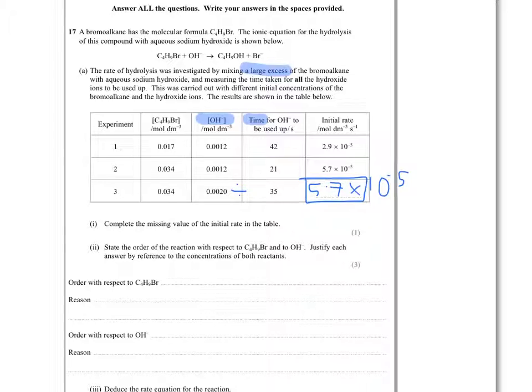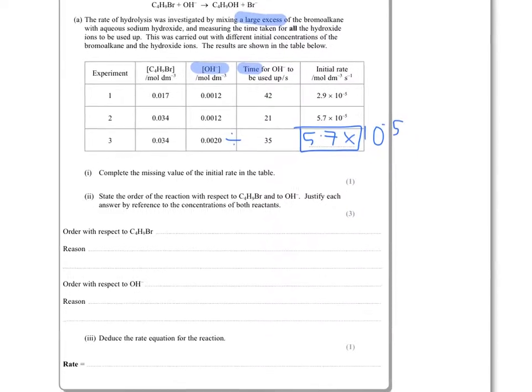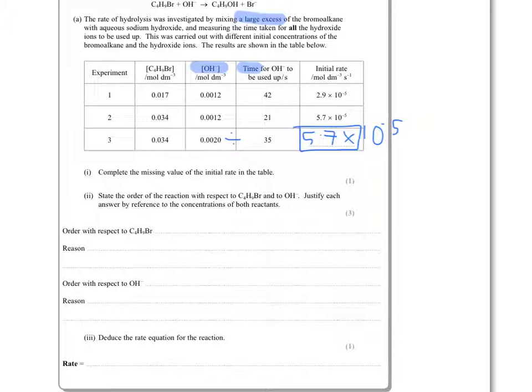Then in terms of determining the order, you're looking for comparisons between changes in concentration and changes in rate. So first of all, looking at the order with respect to C4H9Br, that must mean that your C4H9Br is changing, but the concentration of the OH- is constant, so we're looking at these two experiments here. Your concentration here doubles, and your rate also doubles.